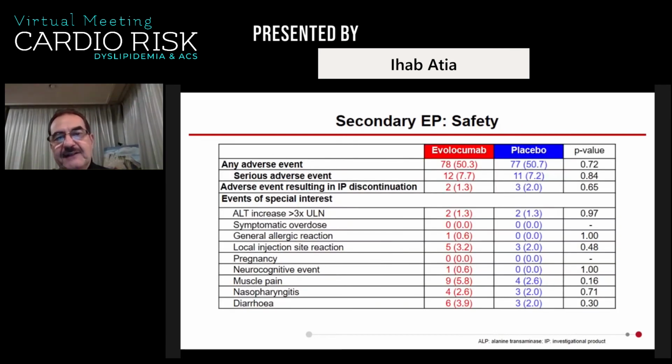Looking at safety of using such a powerful drug like evolocumab as early as 1 to 3 days, it's important to look at safety, and when we look at the p-values, there is no difference between it and placebo. Look at whatever you want to see, the liver enzymes, allergic reactions, whatever. It was very, very similar, which gives reassurance about safety.